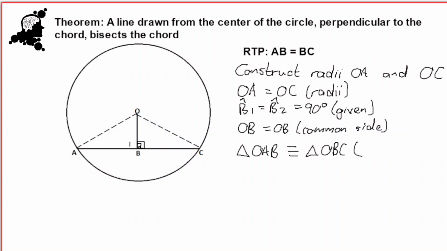Now let's talk about the reason. Notice that we have a right angle, so we're going to say R for right angle. We have the radii. Now the radii are opposite the 90-degree angle, so that would make it hypotenuse. So this is hypotenuse. Then we've got a common side, so we will just put this as S for side. So we have proven that triangle OAB is congruent to triangle OBC. Now, notice that congruent means they are exactly the same. Because we have proven that these two triangles are exactly the same, we can conclude that AB is equal to BC. There we have it.